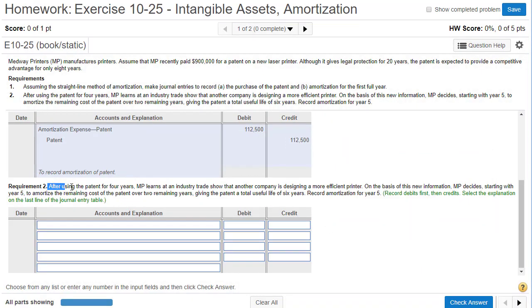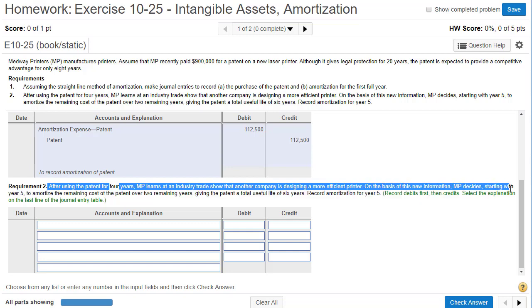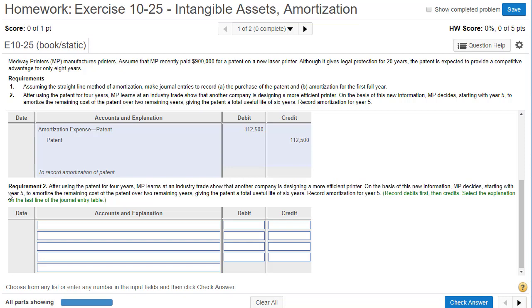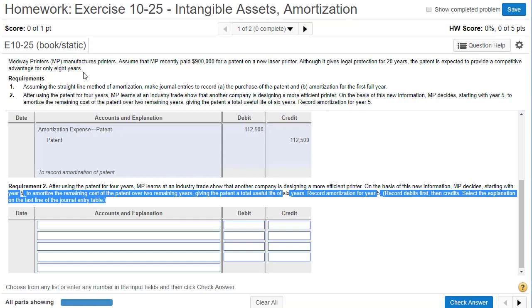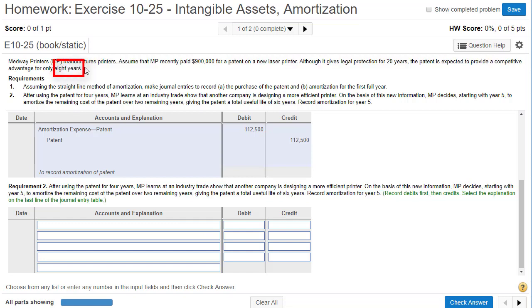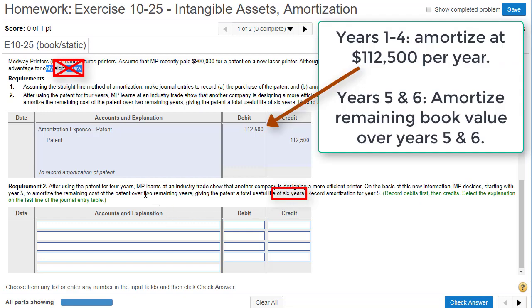Requirement 2. After using the patent for 4 years, the company learns at an industry trade show that another company is designing a more efficient printer. On the basis of the new information, the company decides, starting with year 5, to amortize the remaining cost of the patent over 2 remaining years, giving the patent a total useful life of 6 years. So it's not going to last the 8 years that they expected up here. It's only going to last 6 years. So starting in year 5, we're going to amortize it over only 2 more years.